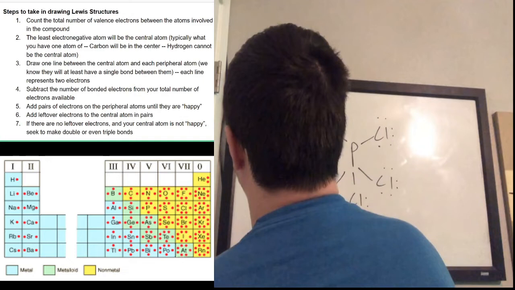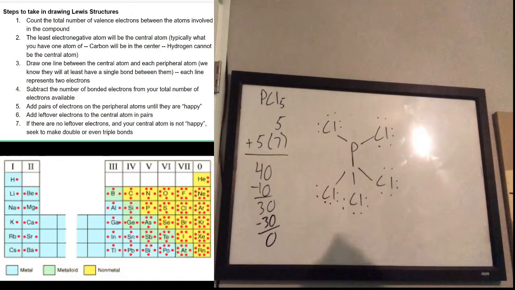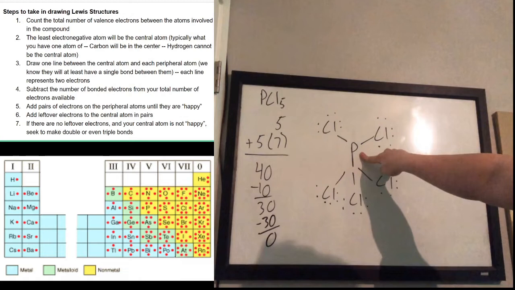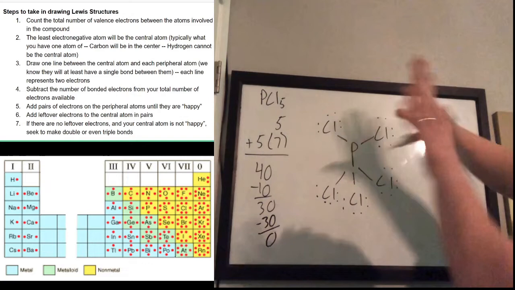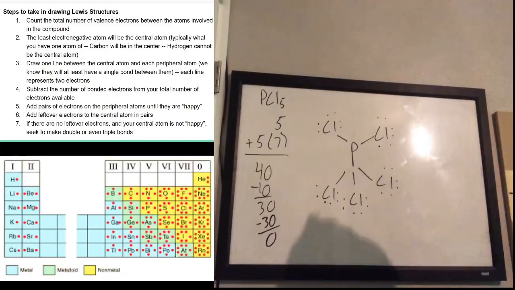None left over. Last step is just to make sure that everyone is happy. All of your chlorines have 8 valence electrons, and your phosphorus actually has 10. So he definitely has his 8 valence that he's going for. So we can think of this guy as being more than happy. He got more than he was actually in it for, and that's okay. So everyone is happy. They've got at least their 8 valence electrons that they wanted. And we're good to go. We utilized all of our electrons.